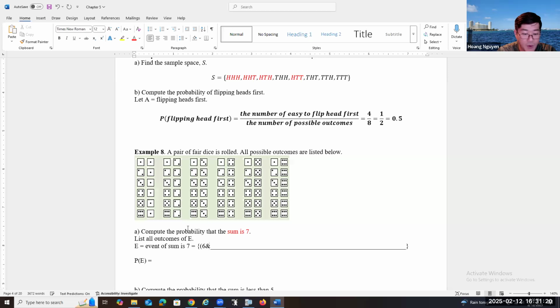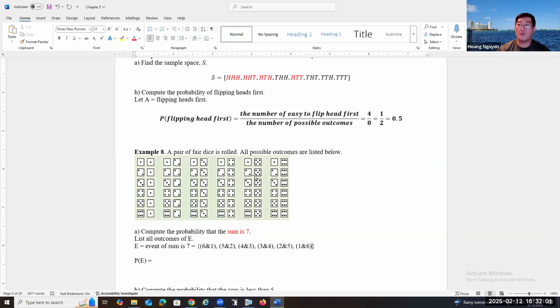It could be 6 and 1, or 5 and 2, or 4 and 3. Now we're going to go 3 and 4, then 2 and 5, and then the last one is going to be 1 and 6.